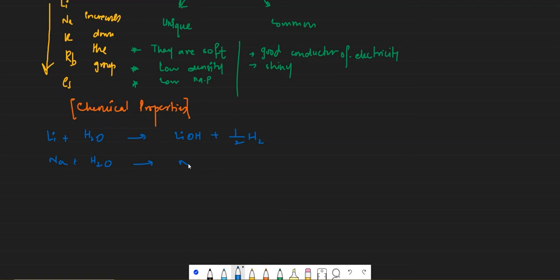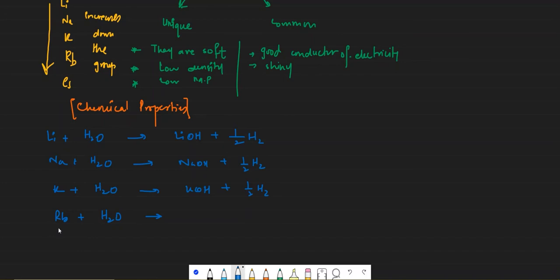Now sodium hydroxide will be formed, plus half a mole of hydrogen, and potassium will react the same way. Potassium hydroxide will be formed along with half a mole of hydrogen. Rubidium will react the same way. Their intensity is going to vary. It is going to increase down the group.